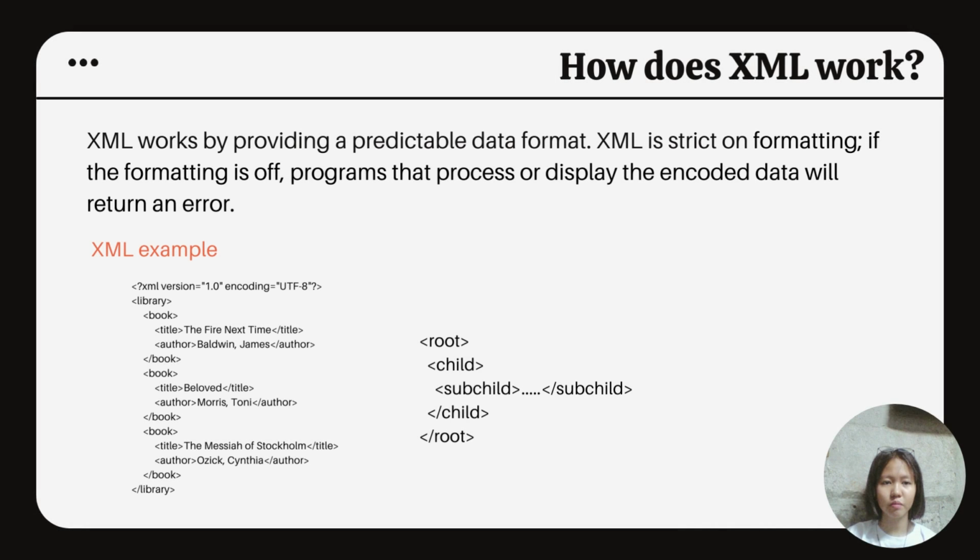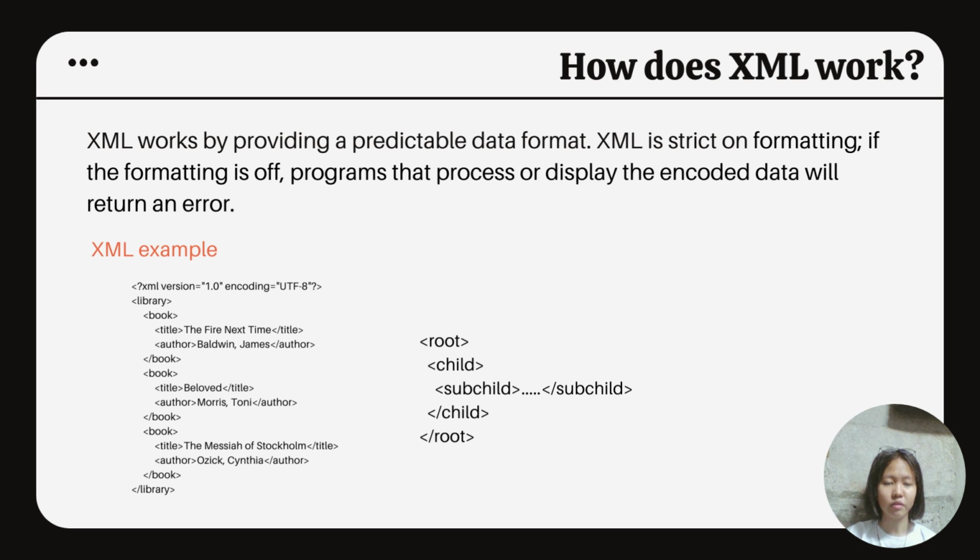How does XML work? XML works by providing a predictable data format. XML is strict on formatting. If the formatting is off, programs that process or display the encoded data will return an error.